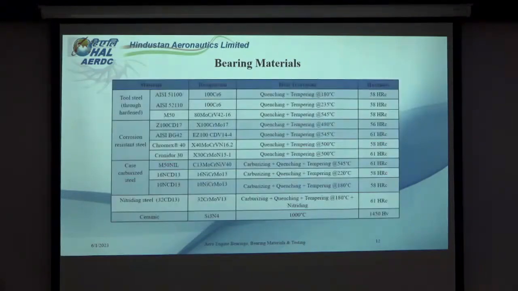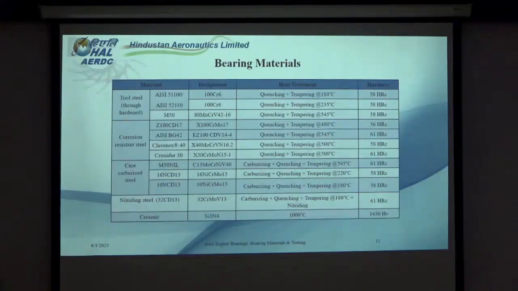These are the type of materials. Some are used by us, like in the engine division, as well as some given by our bearing designers, which we are not using currently. First is tool steel, which is through hardened, like AISI 52100, that is 100Cr6. That's very extensively used in our technology transfer engines, which were designed from the 1950s to the 1970s, 80s. Almost all engines are using that material.